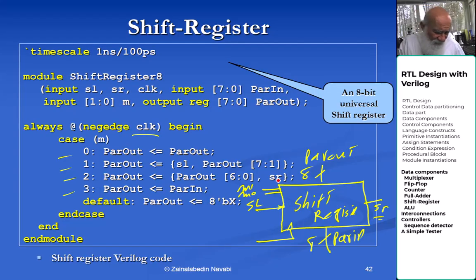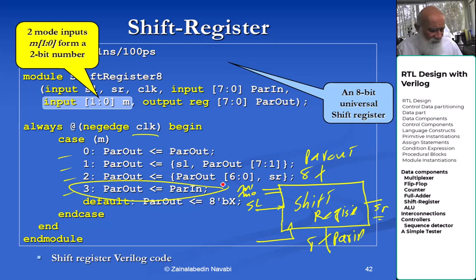And if it is 3, means that you are doing parallel input, and therefore par in clocks into par out, just like a register. What a register does is on the clock, it puts data in into the data out, and this is the same functionality as that.